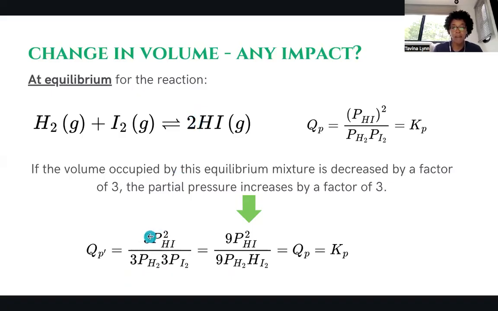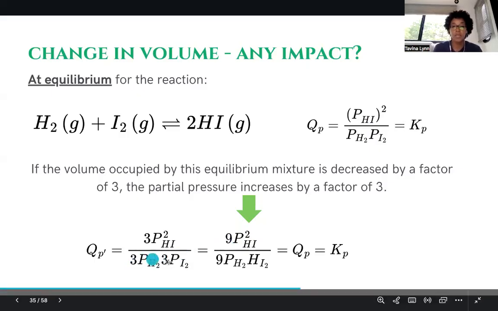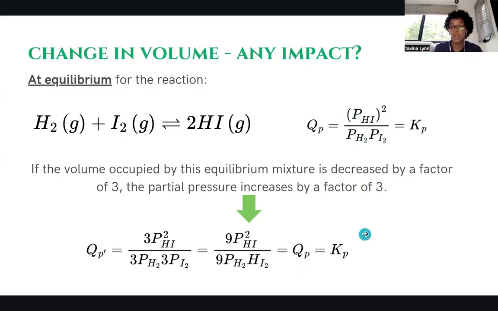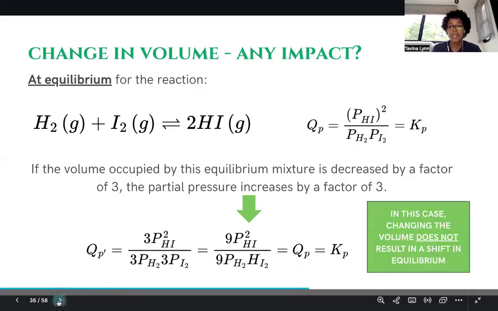It's how I have it written, it may not be clear. So imagine we put 3 inside of the parentheses. So it should be 3 times the partial pressure of hydrogen iodide, squared. So that's how we end up with this 9 here. We multiply 3 and 3, we have 9. So it reduces back to our reaction quotient, back to Q sub P, the same as what it is at equilibrium. So in this case, changing the volume does not result in a shift in equilibrium, because our Q reduces back to what it is at equilibrium.